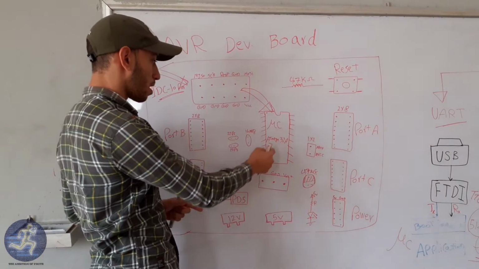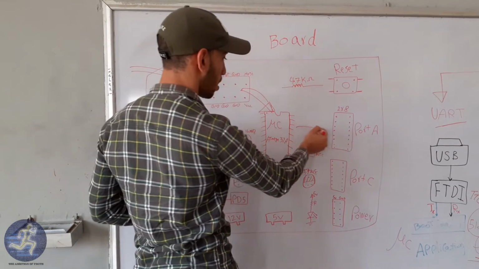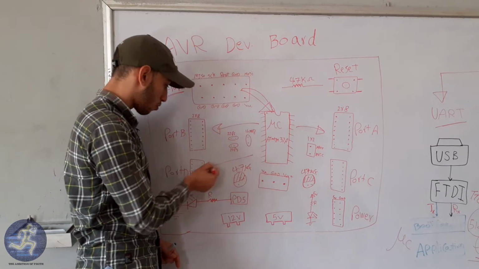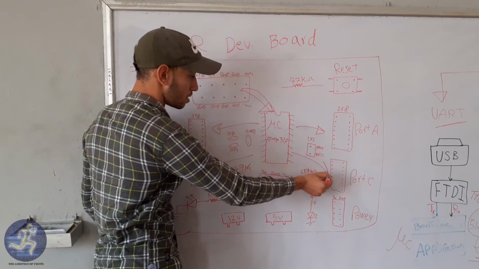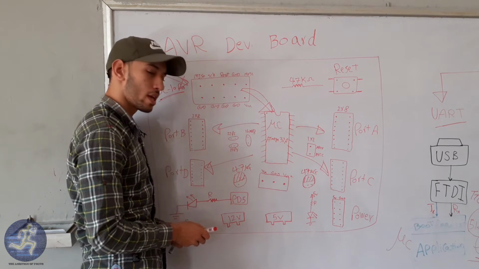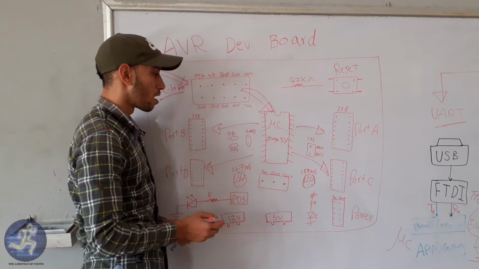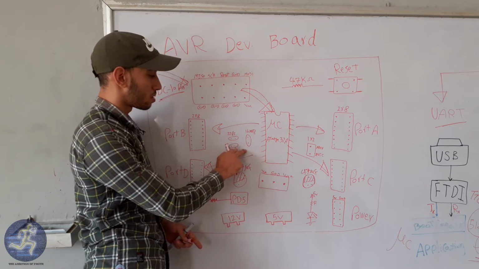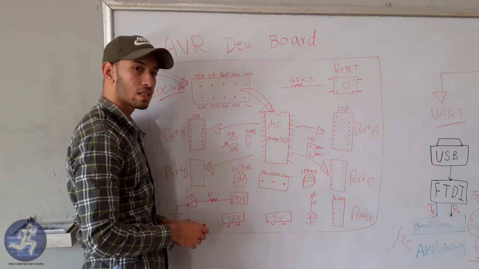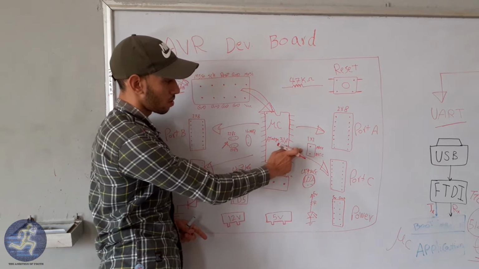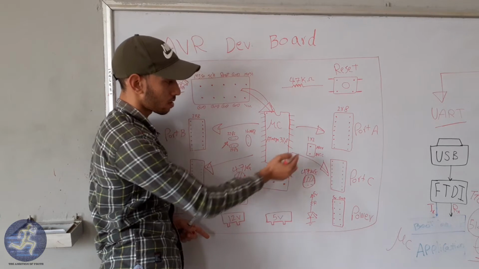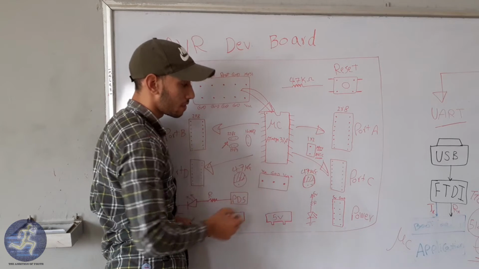And the pins of the microcontroller are brought out to pin headers: port A, port B, port D, and port C. We have a crystal oscillator. You can put up to a 20 megahertz crystal oscillator, but I prefer to use 16 megahertz, and these capacitors to get rid of the noise. And here we have two pin headers to control our analog pins: analog reference and analog VCC.